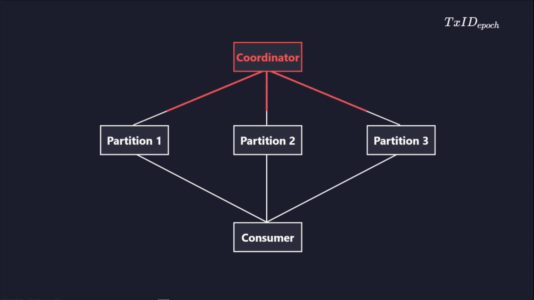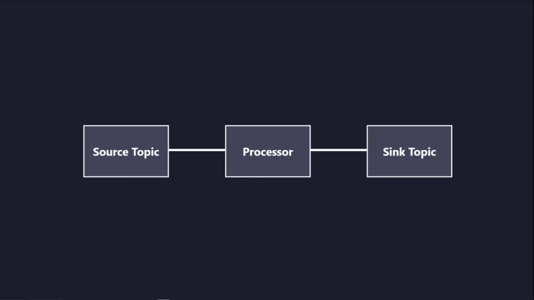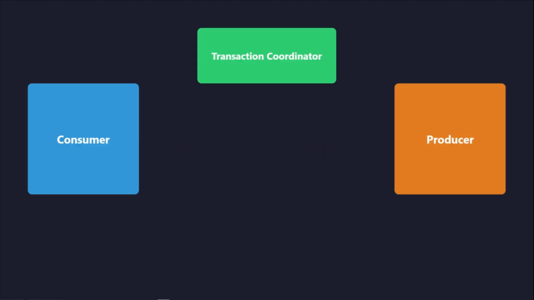This prompts the coordinator to write abort markers across all partitions. These markers tell consumers to ignore the records associated with that specific transaction identifier and epoch. A common pattern in data engineering is the read-process-write cycle. Here, an application reads from one topic, processes the data, and writes the result to another topic while committing the source offsets as part of the same transaction.